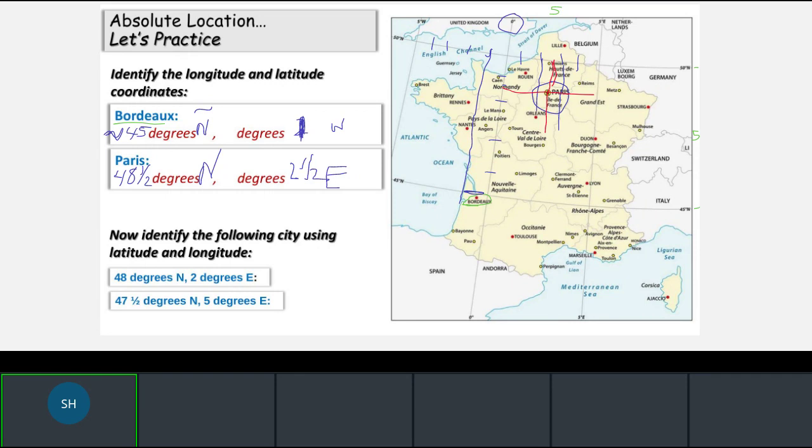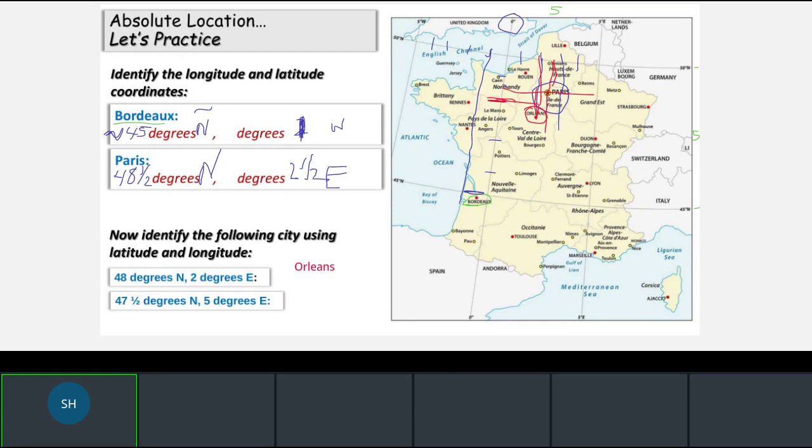Now, if we identify the following cities using latitude and longitude, we've got to find 48 degrees north. Well, here's 45. Here's 50. 48 is going to be somewhere right about here. Okay. And we want to find 2 degrees. Well, here was 1 degree. Here's 2 degrees. And if we follow this over something like this, the closest city here would be Orléans. All right, so Orléans.